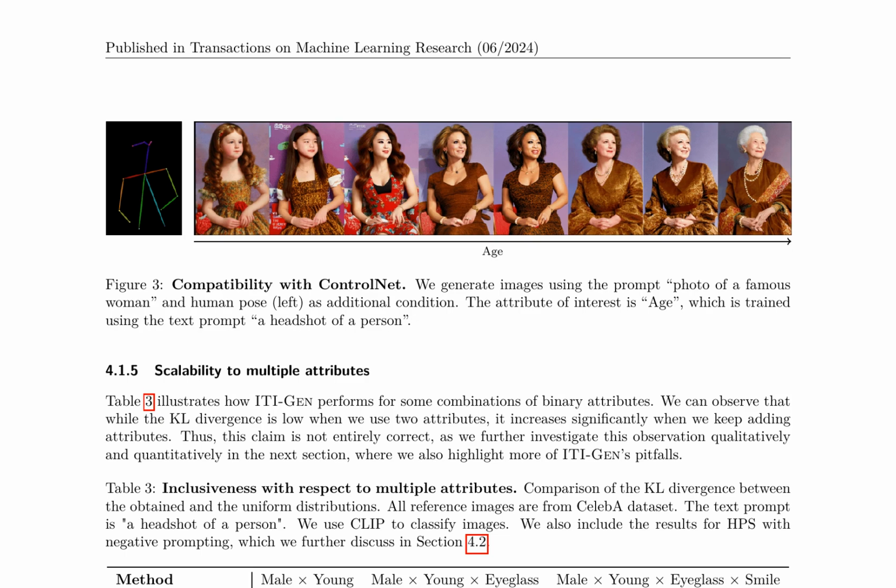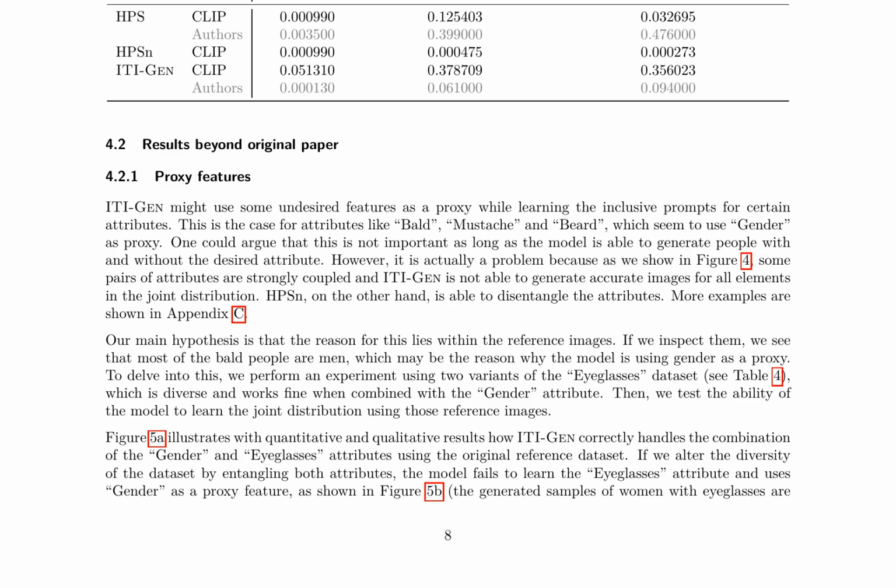highlighted. In another experiment, ITI-GEN might use proxy features while learning inclusive prompts for certain attributes, such as using gender as a proxy for attributes like bald, mustache, and beard. This can lead to strongly coupled attributes and inaccurate image generation for all elements in the joint distribution. HPSN, on the other hand, is able to disentangle these attributes. The reason behind this issue is hypothesized to lie within the reference images, which may lack diversity and cause the model to use gender as a proxy.